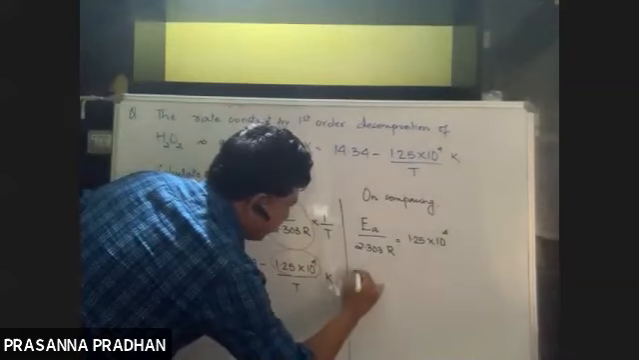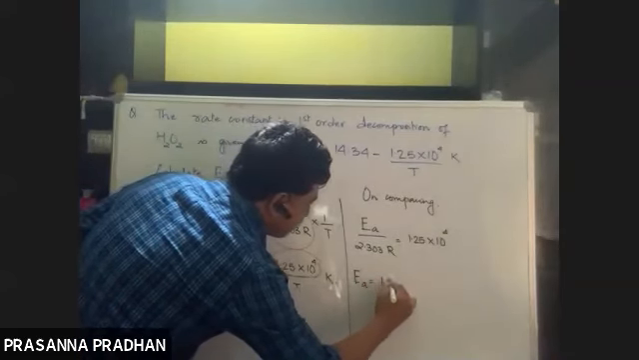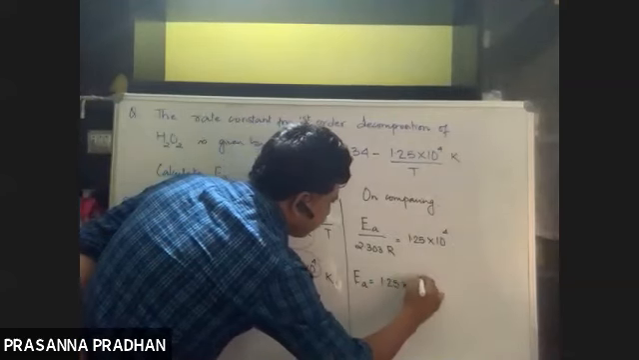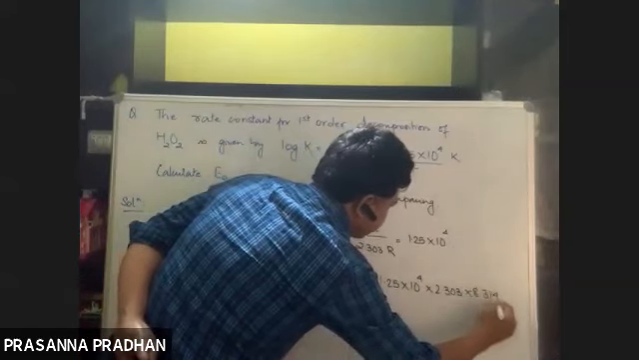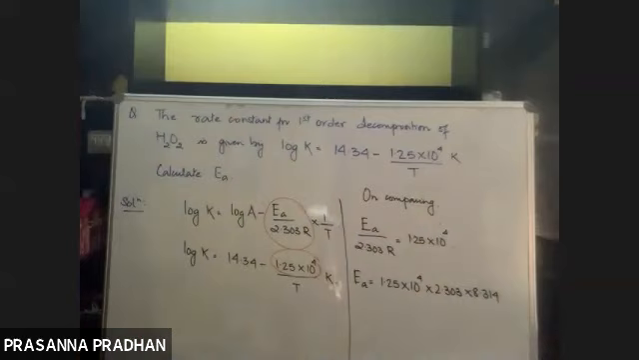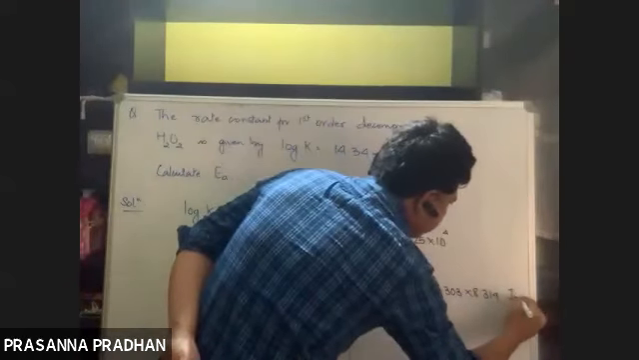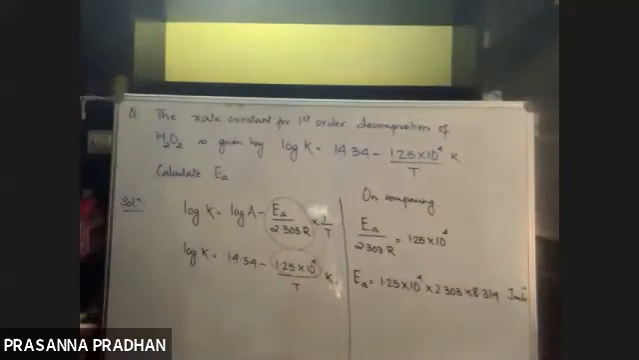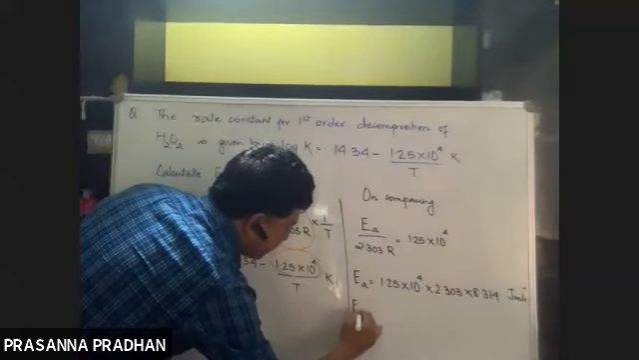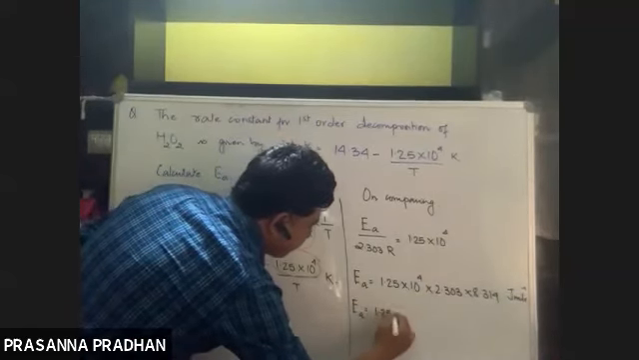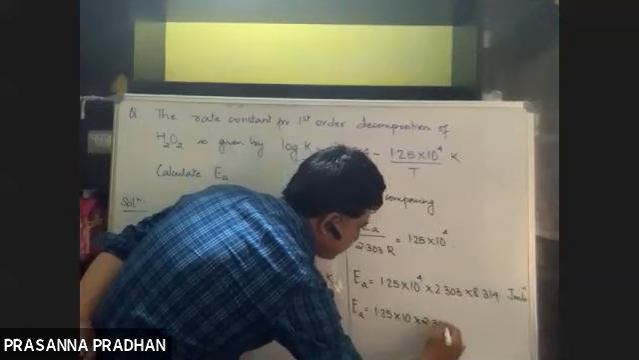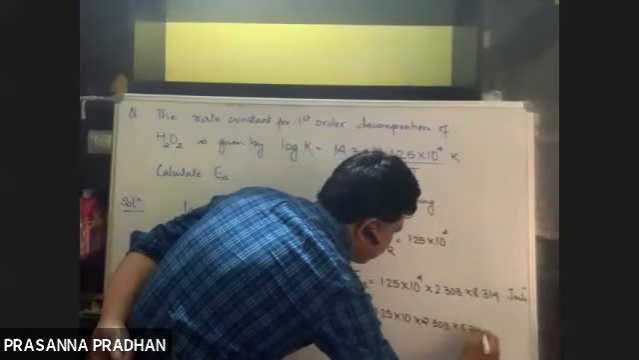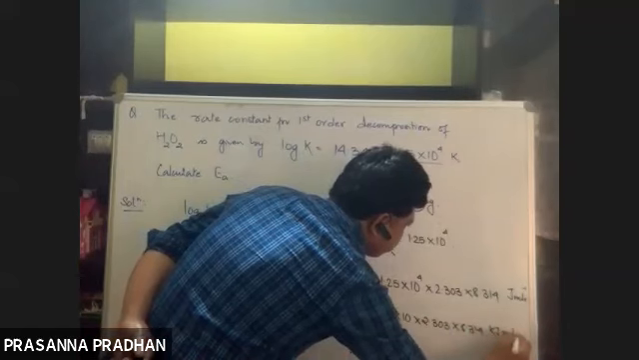Therefore, EA will be equal to 1.25 into 10 to the power 4 into 2.303 into 8.314. Again, what will be my unit? My unit will be in joule per mole. Now, if you want to express in kilojoule, simply you divide by 1000. So the value of EA will be 1.25 into 10 to the power 4 divided by 1000 into 2.303 into 8.314 kilojoule per mole.